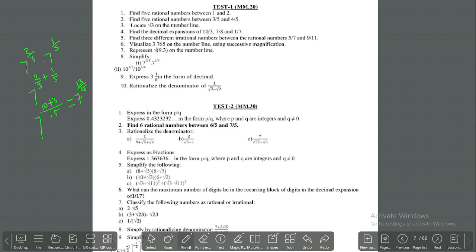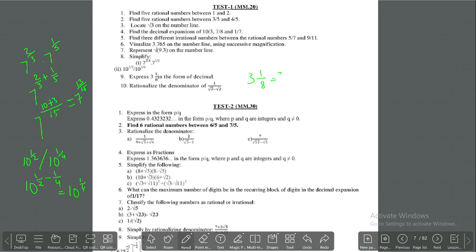Next, here second one, 10 power 1 by 2 by 10 power 1 by 4. What you have to do? 10 power 1 by 2 minus 1 by 4 is equal to 10 power 1 by 4. Next, trying for the decimal, 3 1 by 8 in the form of decimal. How can you change? Anybody? 3 1 by 8 in decimal.